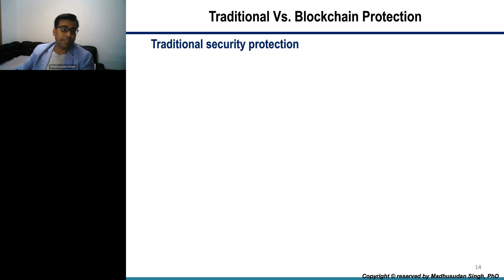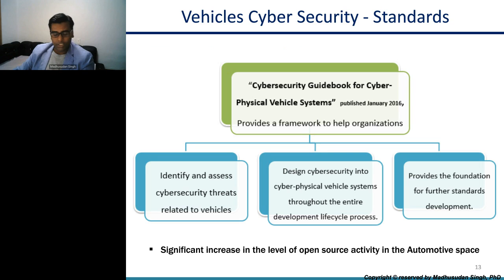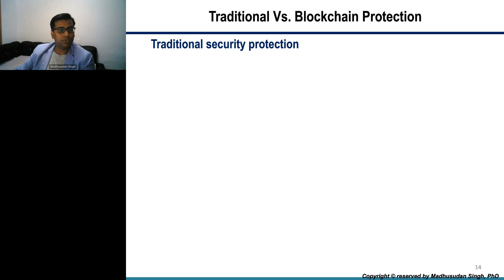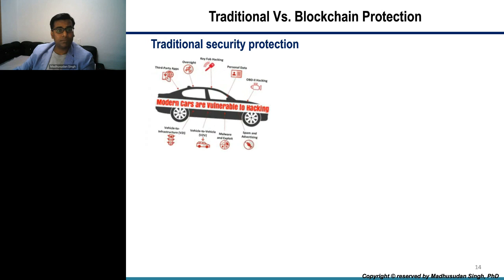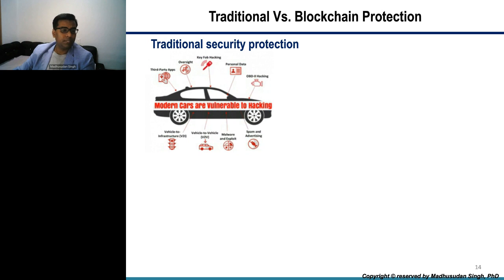Here we are talking about traditional vehicles and traditional security issues. For this, traditional security protection is not enough. Currently, we have advanced vehicles. They face a lot of threats, such as third-party apps, oversight, key fob matching, and personal data leakage, and those are a lot of the issues. Some attacks I already talked about on the previous slide. So these are some traditional security measures, and they are not enough to protect the vehicles.